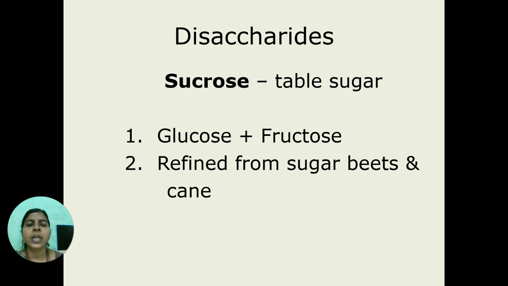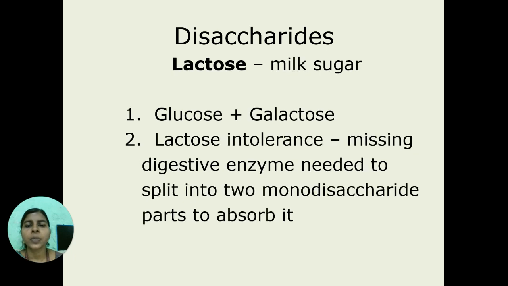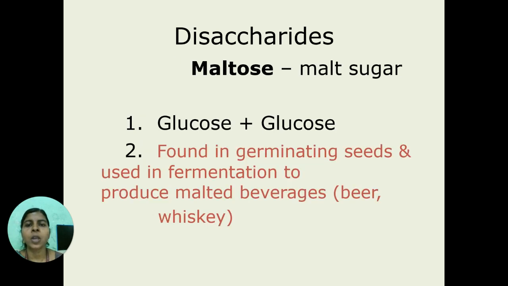Sucrose is generally known as table sugar. Glucose and fructose combine to form a sucrose molecule. It is derived from sugar beets and sugarcane. Lactose is naturally found in milk, so it is also called milk sugar. Glucose and galactose combine to form lactose. Lactose intolerance is a missing digestive enzyme needed to split lactose into two monosaccharide parts to absorb it.